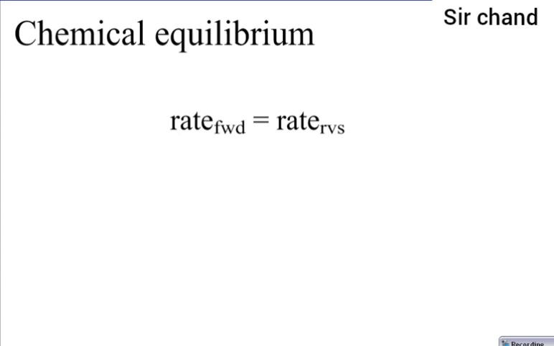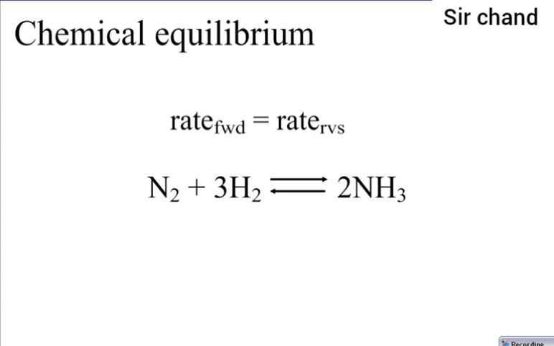In chemistry, we deal with this in terms of reactions. A reaction will reach a state of equilibrium. We show this by using a double arrow. So, for example, the Haber process, the formation of ammonia from elemental nitrogen and hydrogen, is a reversible reaction and will reach a state of equilibrium.